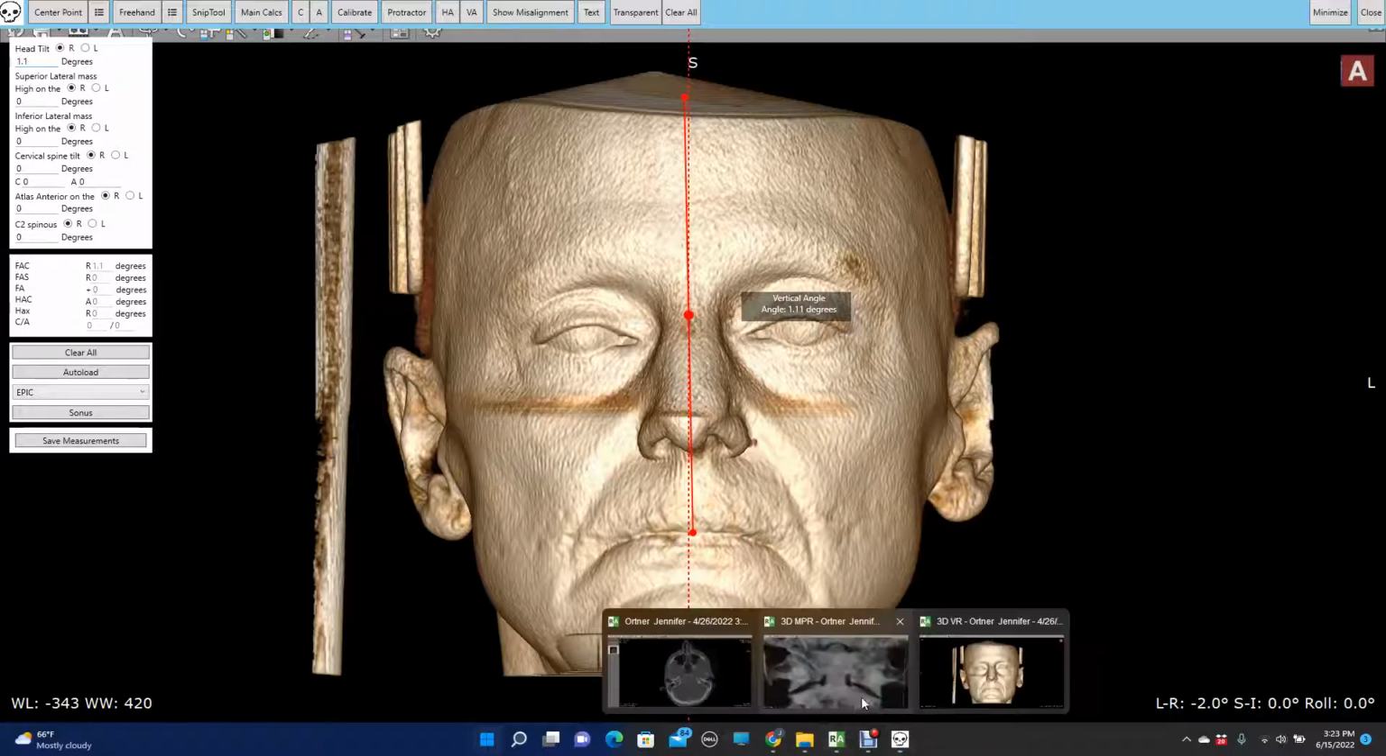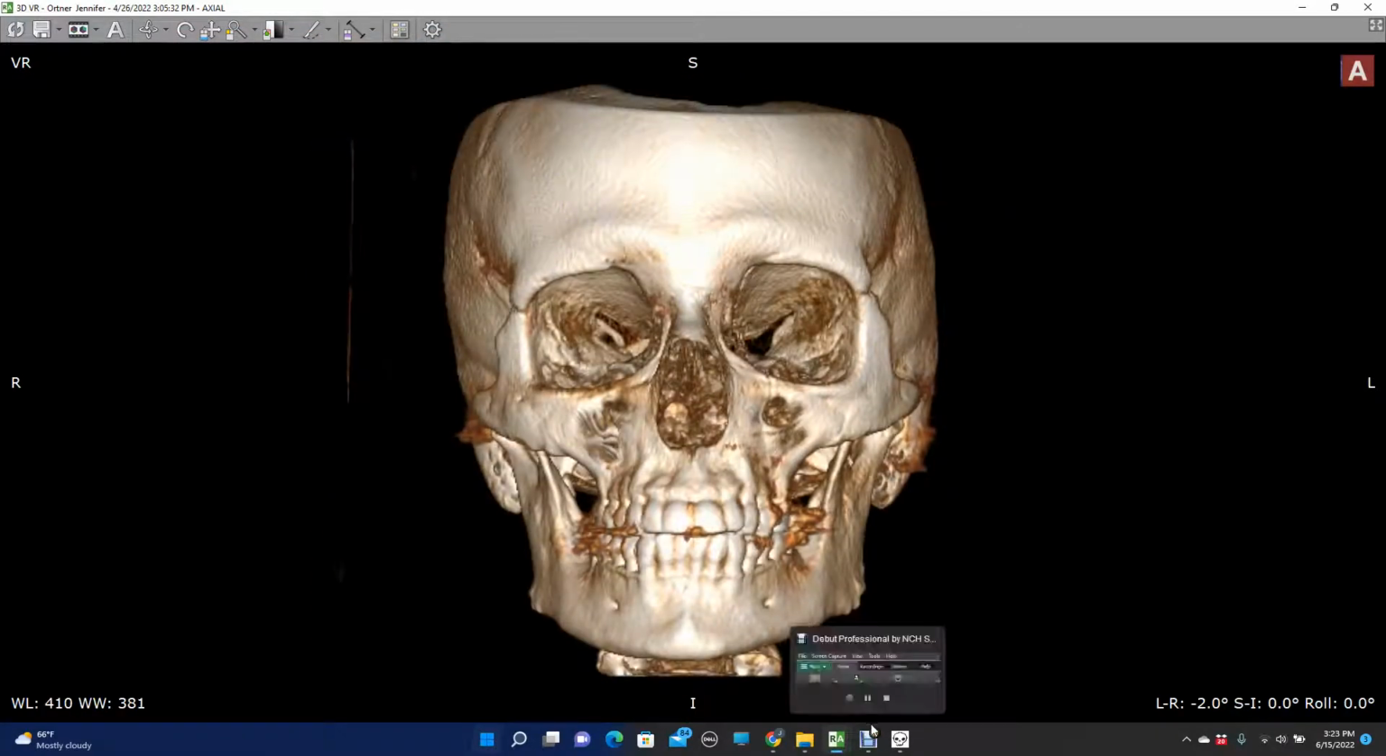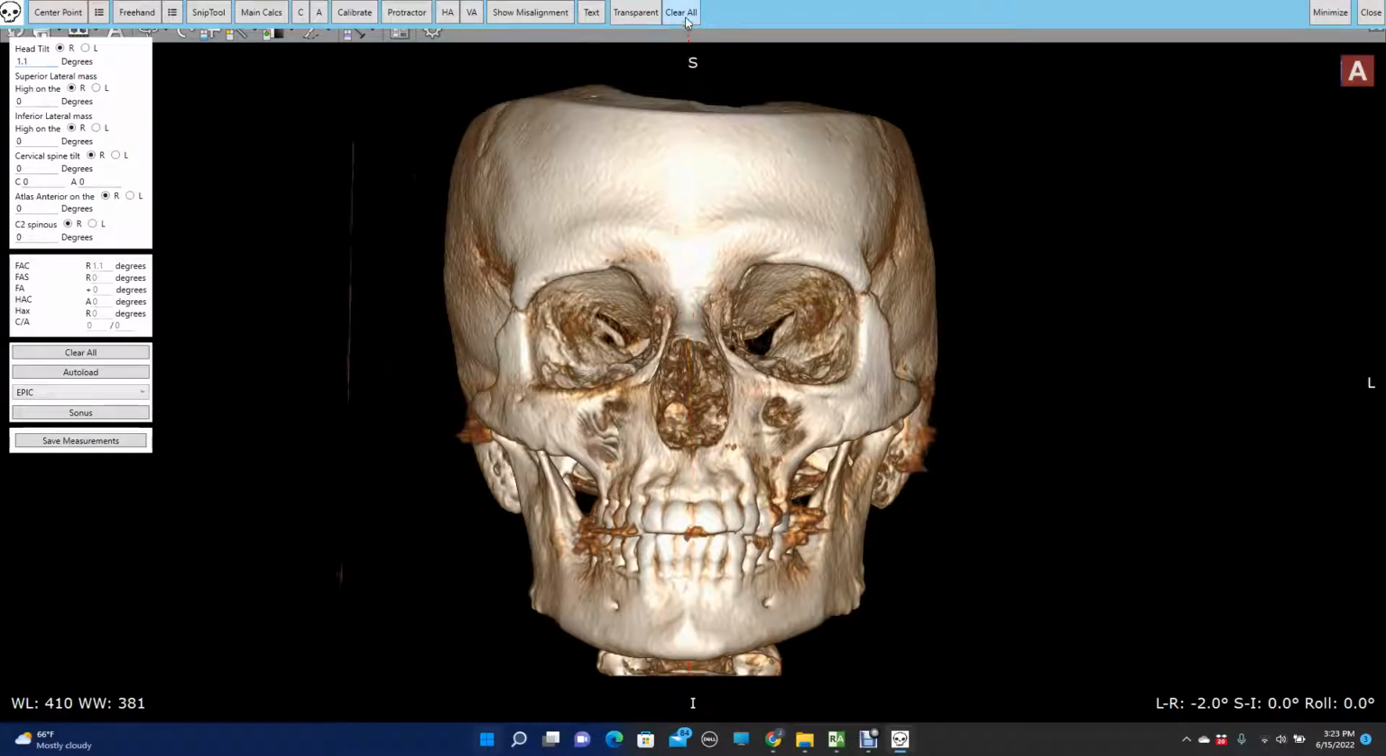But if you're more picky than that, I have a lot of friends that will measure more of the orbits, right? What's the head tilt according to the orbits?